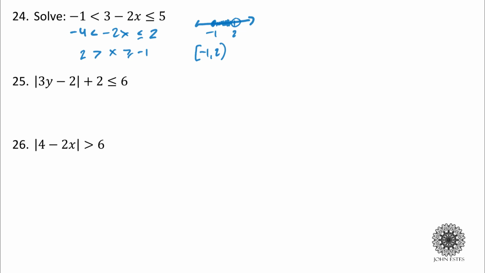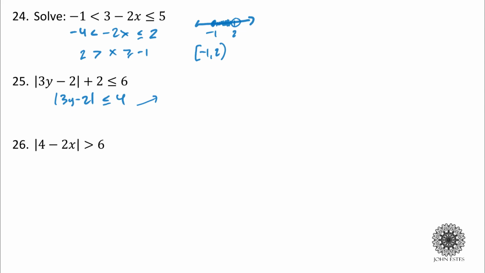Alright, now looking at number 25, we have the absolute value of 3y minus 2, plus 2, is less than or equal to 6. So the first thing I want to do again is isolate my absolute value. So that's going to be less than or equal to 4. Now dropping the absolute value, remember that means my absolute value is between 4 and negative 4. Remember you have to consider the positive and the negative case.